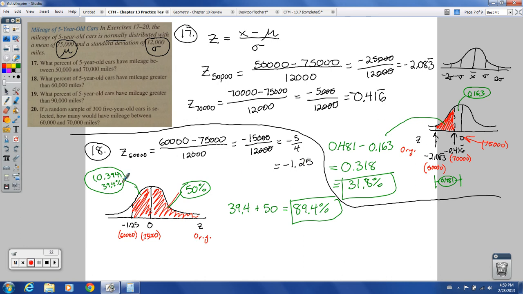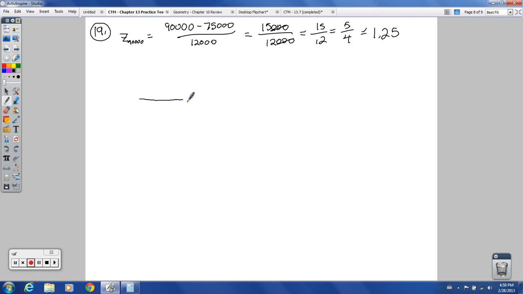So if I were to draw my graph, I would know that that part here would be 39.4%. Let's draw the graph though, for those of you that are just like, what is he talking about? I have no idea right now. This is a z-score of 0. This would be about 1.25 here. These are my z-scores again. And my original scores I'll put in red. This was 90,000. This one is 75,000.